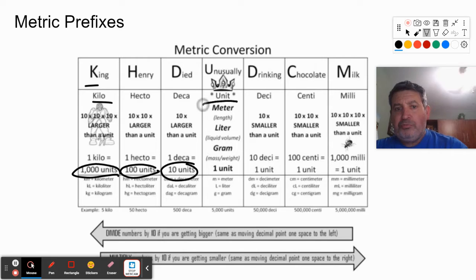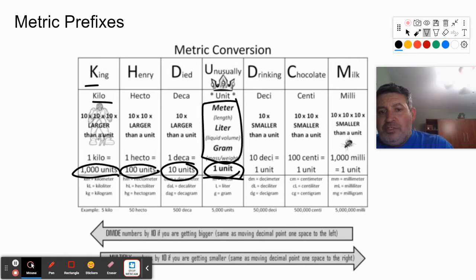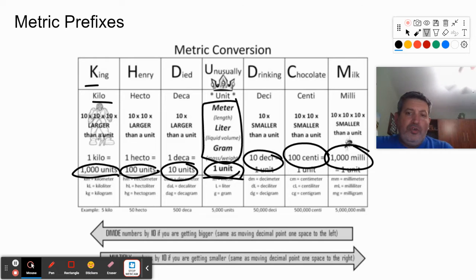The base units, which are meter, liter, and gram, we consider like a factor of one, or 1 unit. As you go towards the right of the base unit, everything's getting smaller. So deci is 10 times smaller, centi is 100 times smaller, and milli is 1,000 times smaller. So in this method, we're going to use those numbers in the rate for dimensional analysis.